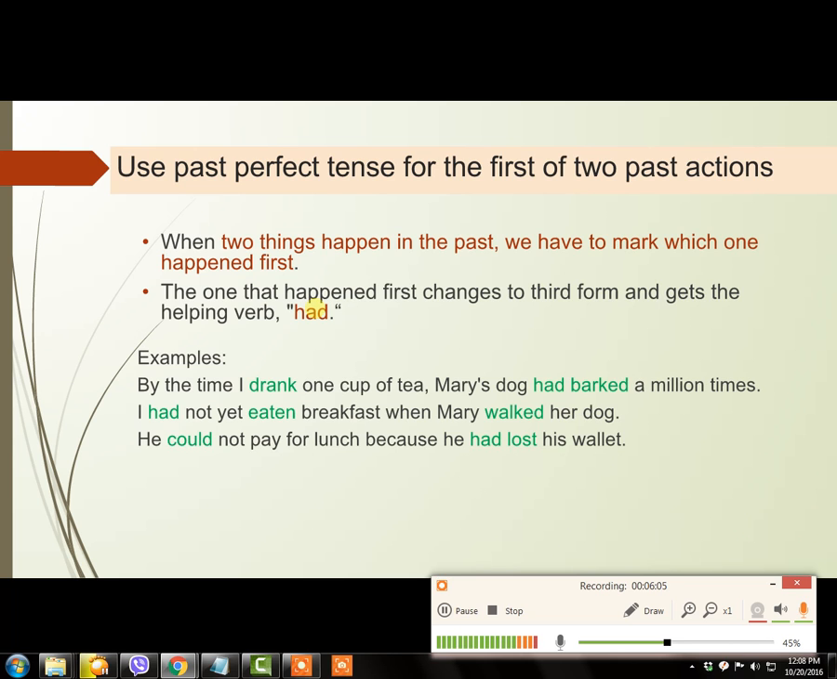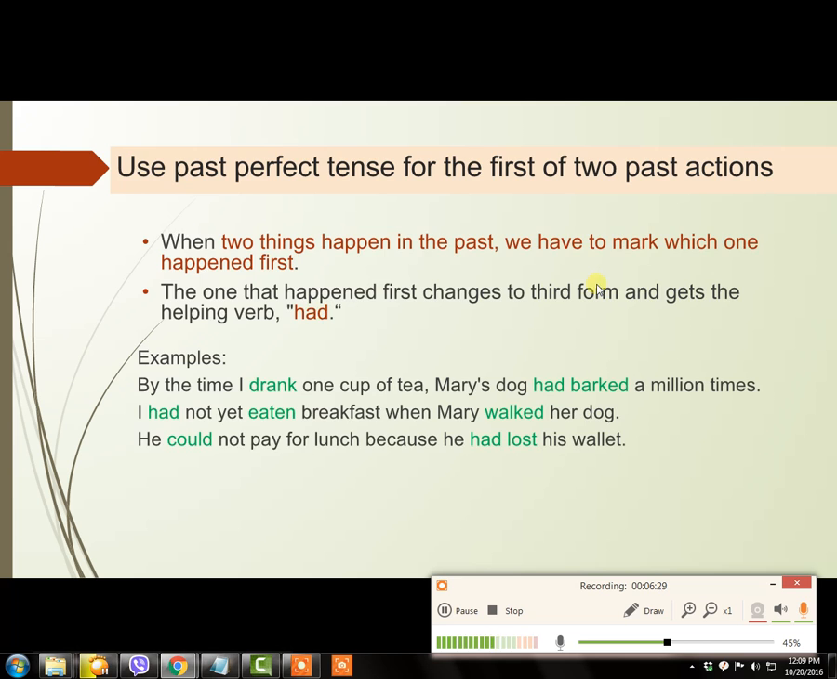Okay, I had not yet eaten breakfast when Mary walked her dog. And he could not pay for lunch because he had lost his wallet. Okay, so we can see here that had lost is the first action. That's why the person could not pay.